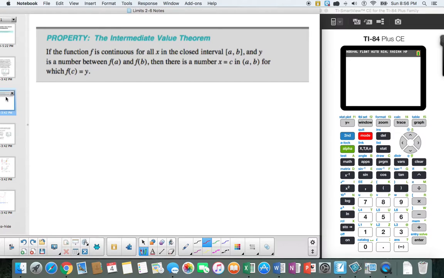Here is the intermediate value theorem. Notice that the condition is that it's continuous, and y must be between two other y values, and that guarantees that the input value for y must be between a and b itself, the open interval.